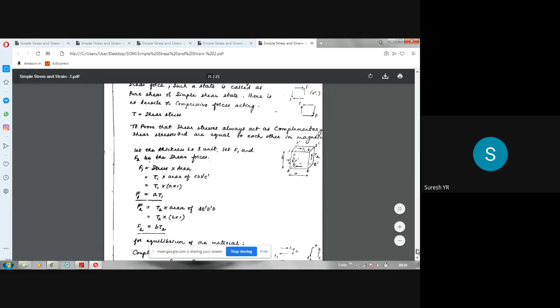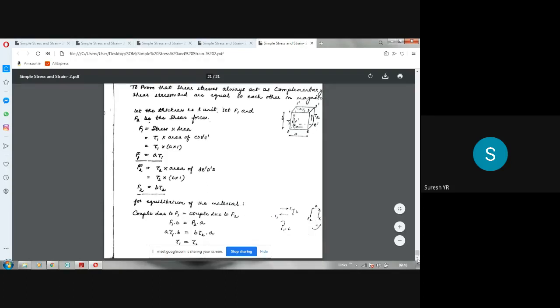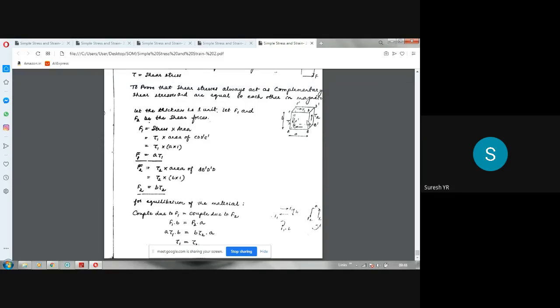Next, for equilibrium of the block or the material, what happens? Here, I have to take these two. Can you see this? For equilibrium of this block, we need the couple due to F1. This is F1, and this is F1; I have written the stresses in the same direction. These two form a couple, as I already told. So the couple will be F1 into this distance B.